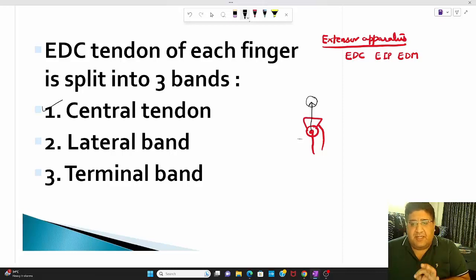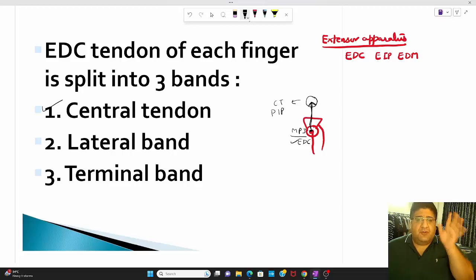See, EDC crossed the MP joint and got inserted onto the base of the proximal phalanx. So technically its job is to extend the MP joint. But now it further gives a continuation called the central slip, which has to get inserted onto the base of the middle phalanx, and the central slip is going to lead to extension of the PIP. Are we able to understand this?